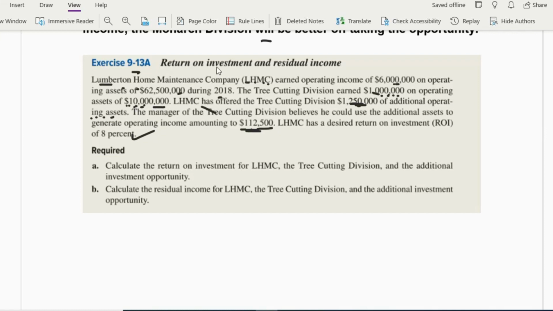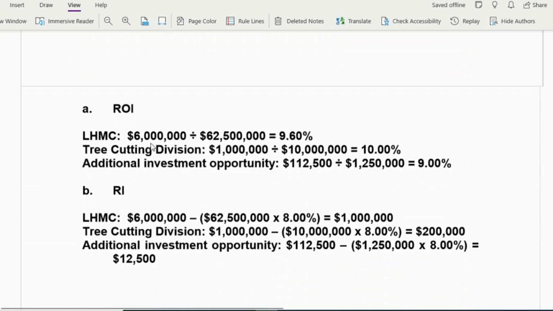So much information is given. The current home maintenance company information is given, the tree cutting division information is given, and the additional investment information is also given. They want us to calculate the return on investment, ROI, for LHMC, meaning the main company, the tree cutting division, and the additional investment opportunity. For all of the options, we have operating income and operating assets. So let's start with LHMC. It has operating income of 6 million and operating assets of 62 million 500,000.